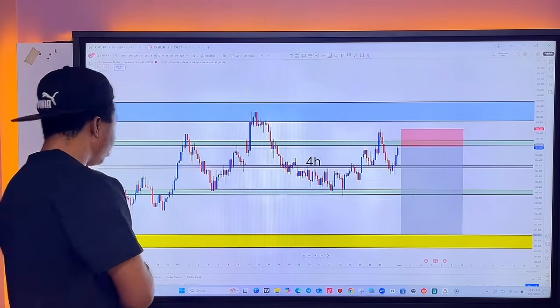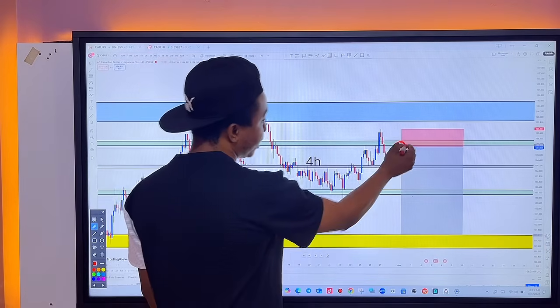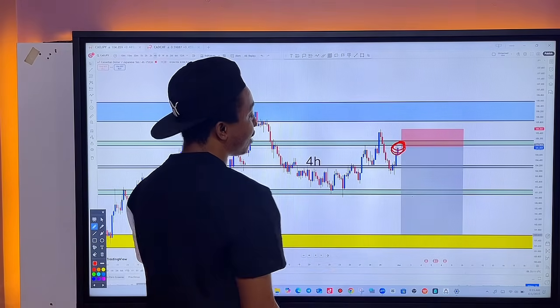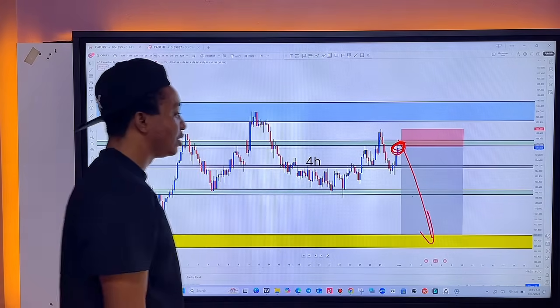So CADJPY, we are looking for entry confirmation here, which is going to come in as a result of what? A bearish engulfing candle, a significant pin bar, or an evening star. We'll see over here before we sell all the way to the downside on this pair.